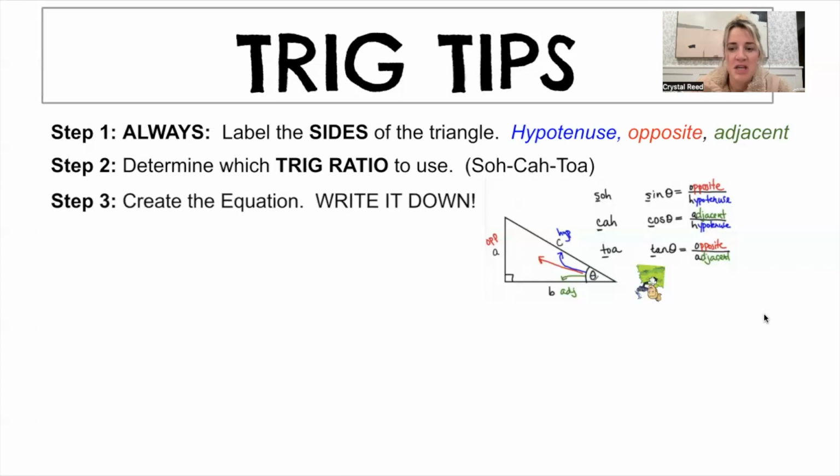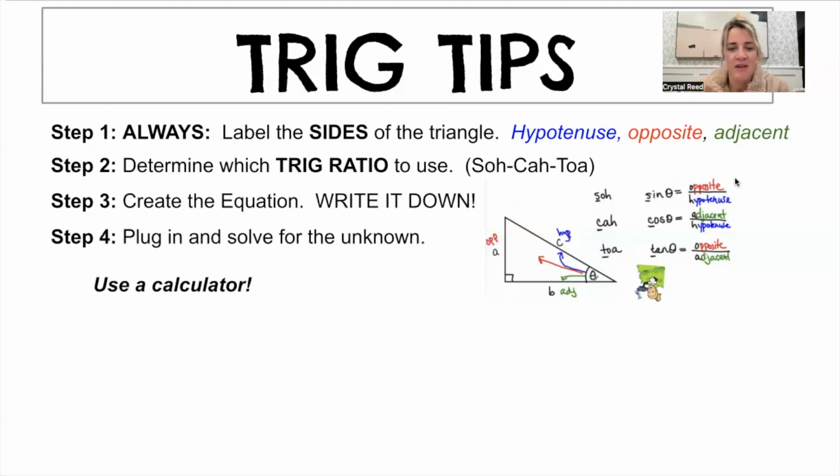Okay, create your equation then. Once you decide, are we using sine, cosine, or tangent? Write it down. Plug in and solve for the unknown. Be sure and use your calculator. I definitely say use Desmos because then you're making sure you're in degrees, not radians.